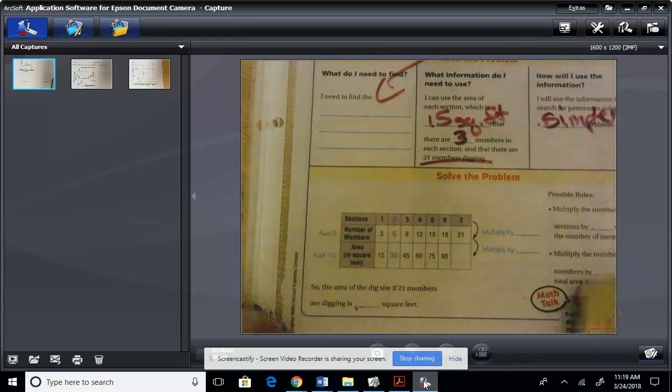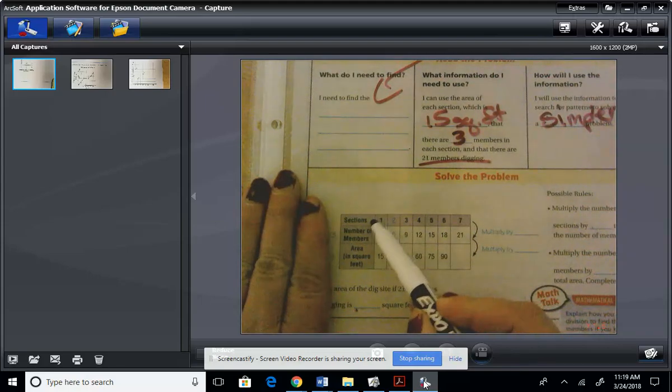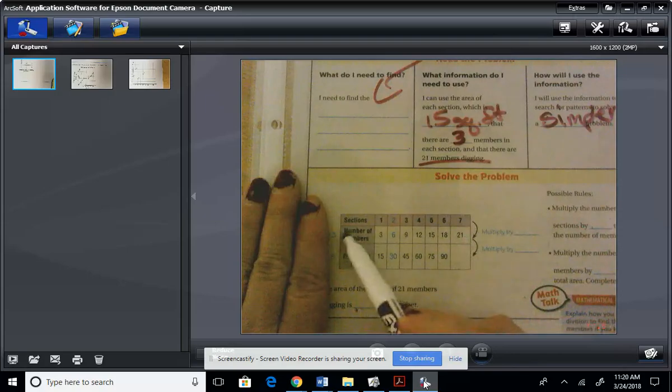Now, if I look here, guys, I set up my sections. How many sections did I have? Well, I don't know. I'm just going to keep going until I hit 21. Why? Because I need to know how many members I have. I started off with 3. So if I had 2 sections, it would be 6.